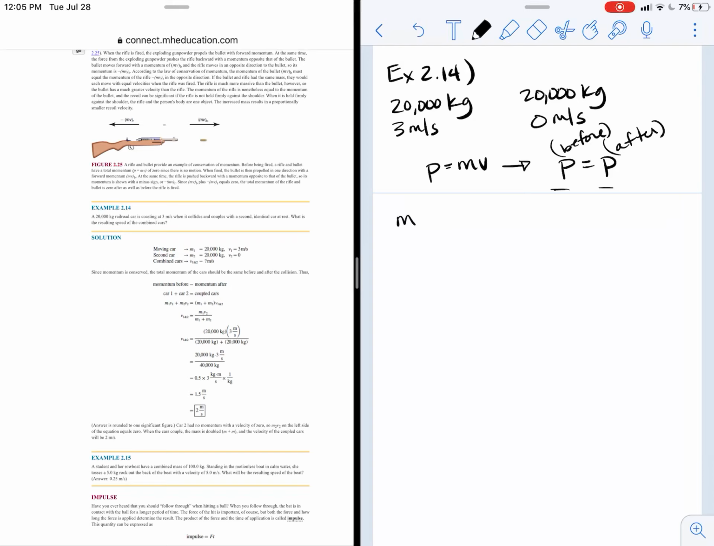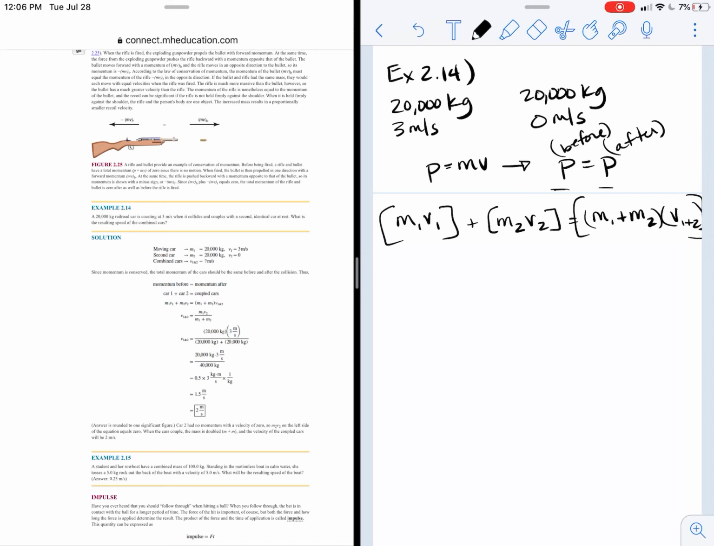So we've got mass 1, velocity 1. Okay, this is the first car. Plus mass 2, velocity 2 is equal to, now, what happens when the first car runs into the second car? Well, they stick together. So you have mass 1 and mass 2 times both. This is their overall velocity. Okay?